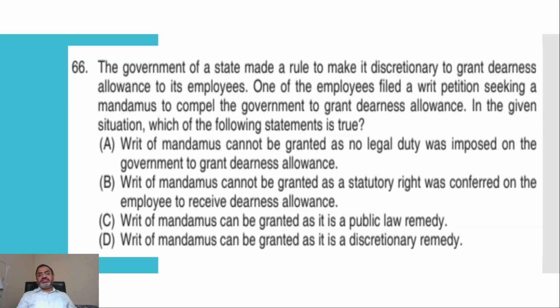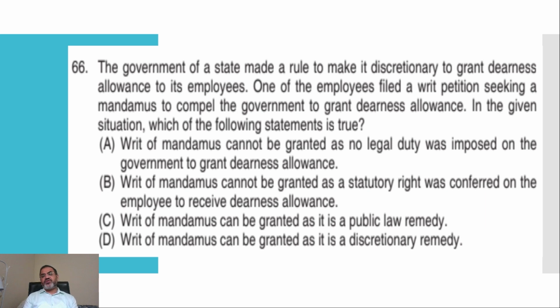Now, based on this passage, we have a few questions that have been asked in the Common Law Admission Test in the year 2022. So the first one is: the government of a state made a rule to make it discretionary to grant dearness allowance to its employees. One of the employees filed a writ petition seeking a mandamus to compel the government to grant dearness allowance. In the given situation, which of the following statements is true?